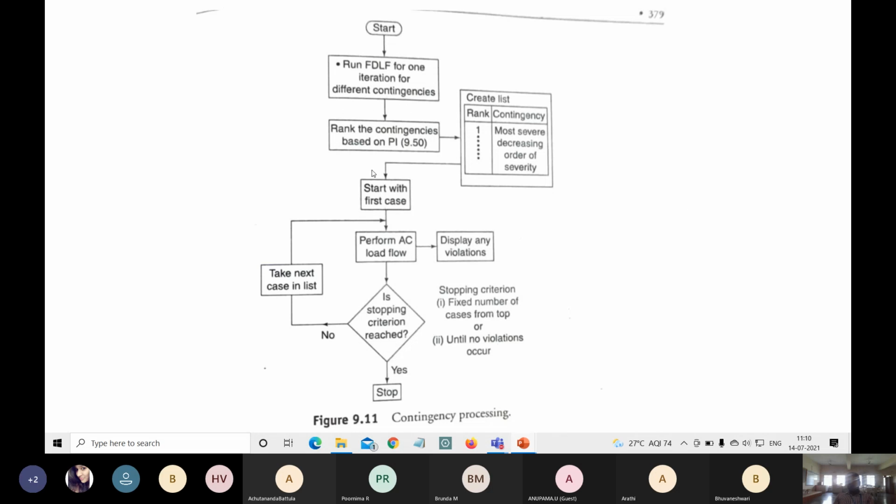So since we are using FDLF, you can go for FDLF for one iteration for different contingencies. Next, go for the next procedure. What is that? Rank the contingencies based upon the performance index. So we have to rank.